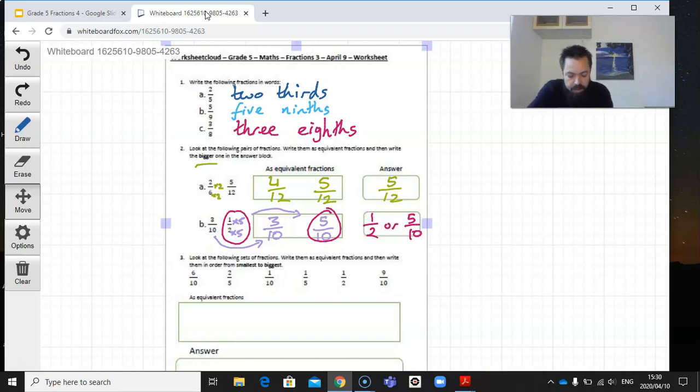Next up, I gave you a set. I asked you to first make them into equivalent fractions, and once you've done that, to order them from smallest to biggest.